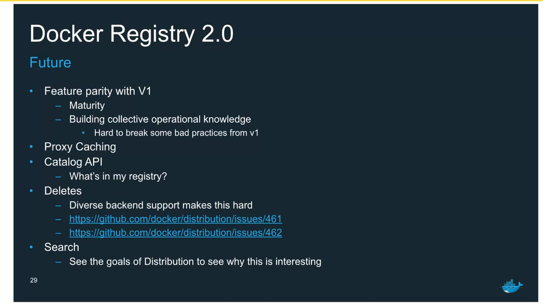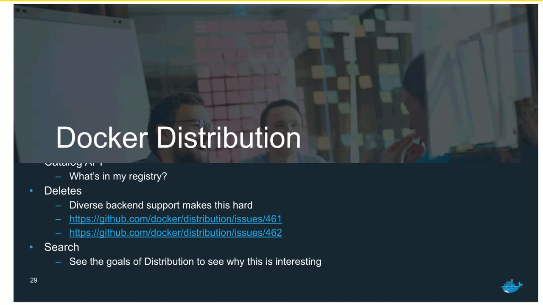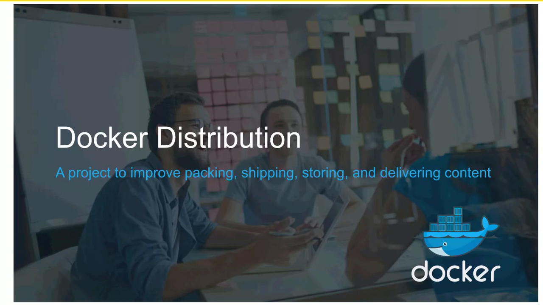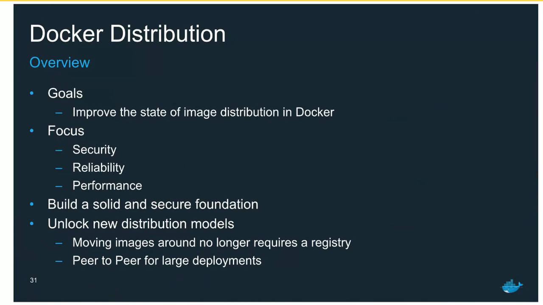We will also be looking into a search implementation, and I can go into this a little bit when we go over the goals of the Docker distribution project. You might have noticed all the GitHub links include a project called docker/distribution, and you must be saying, well, that's not the registry. The Docker distribution is a project to improve the packing, shipping, storing, and delivery of content within the Docker ecosystem.